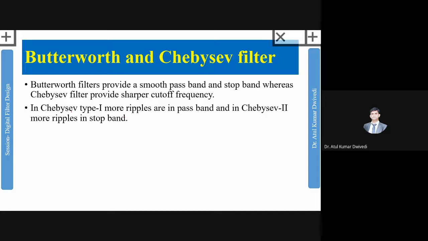Butterworth and Chebyshev are the two main types available in IIR. The difference between Butterworth and Chebyshev is that Butterworth has a smooth, slow transition, whereas Chebyshev has a sharper transition. It's not drawn so sharp here, but just for understanding, if it is a Chebyshev, there will be a sharp transition, and if it is a Butterworth, there will be a smooth transition.